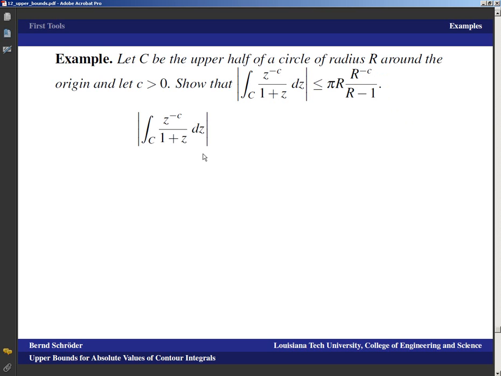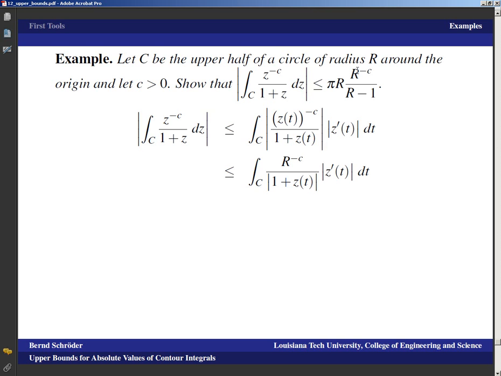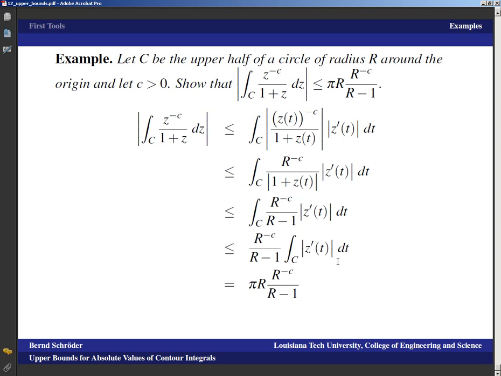The absolute value of the integral of z to the negative c over 1 plus z dz is less than or equal than, well, we just go in, we parameterize everything, we multiply with the derivative of the parameterization, and then we pull the absolute value signs in to use the triangular inequality for integrals. Now we realize we're on the upper half of a circle of radius r, which means z absolute value will just be r, and on the bottom we still just have 1 plus z of t, and the z prime of t also stays with us. But here we're going to use now the reverse triangular inequality, right? If you want to make a fraction bigger, you make the denominator smaller, and the smallest the denominator can get is r minus 1, and so that gives us the estimate that this is less than or equal than the integral of r to negative c over r minus 1 times z prime of t dt. Then we of course pull the stuff out that only depends on r, and this is the length of the contour, so this ends up being pi r, so we get the result that we did claim.